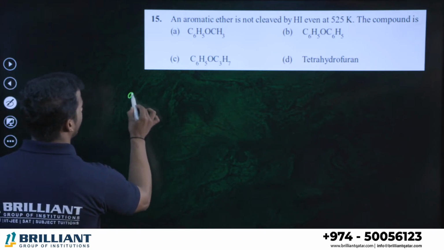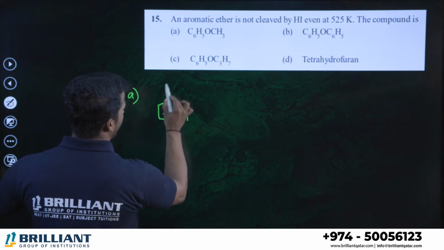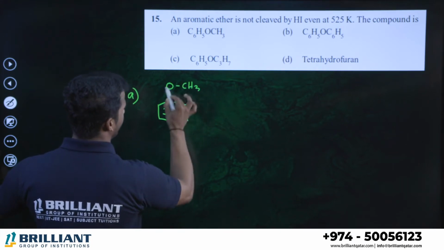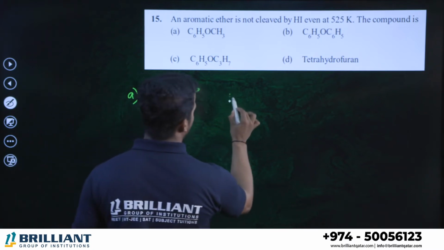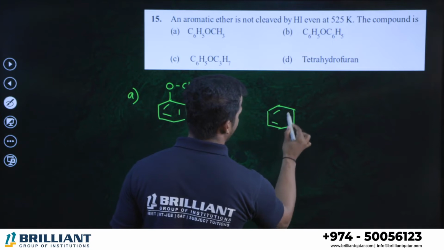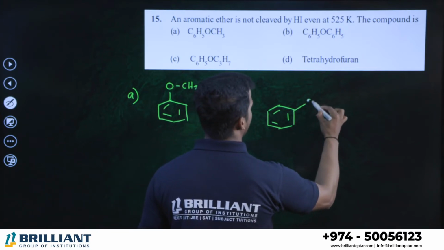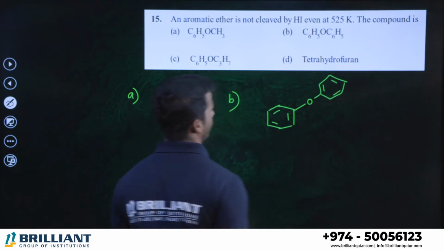Option A, I'm just rewriting: C6H5OCH3. What is that? Anisole, right? C6H5OCH3, or we call it methoxybenzene or anisole. What is option B? There are 2 benzene rings, and there is one oxygen. Phenyl rings are there. Okay, fine. This is the compound.